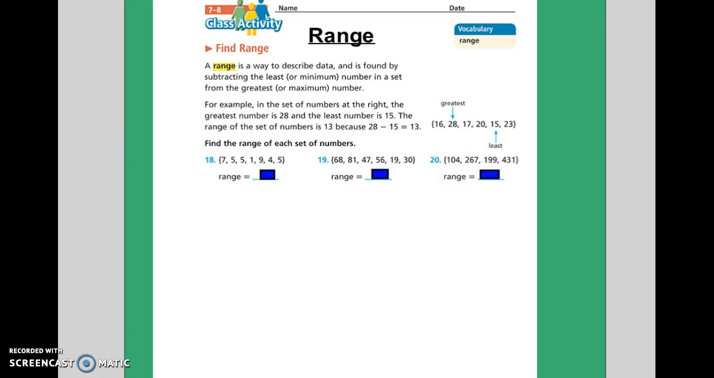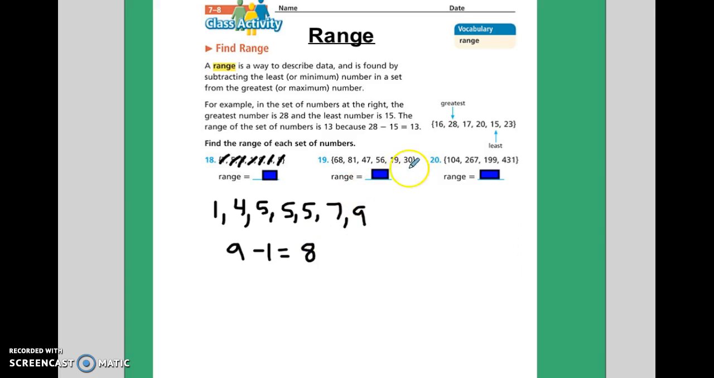So when you go to find the range, the first thing you want to do is, again, list your numbers from the smallest to the greatest. So I'm going to go ahead and do that. All right, so now that I have my numbers listed from smallest to greatest, to find the range, I subtract the biggest number minus the smallest number. So in this case, it'll be 9 minus 1. So my range of that first set of numbers is 8.